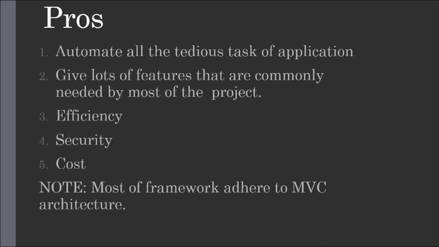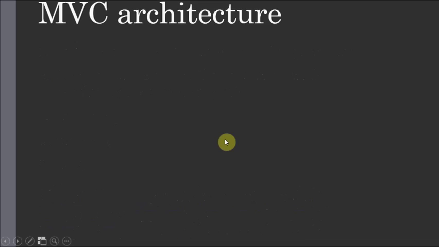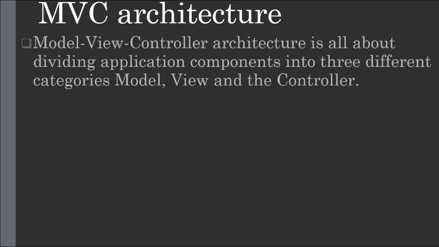Remember one thing: most frameworks adhere to the MVC architecture. So let us know what MVC architecture means. MVC stands for Model View Controller architecture. It is all about dividing application components into three different categories: model, view, and controller. I will explain all these components in detail in the next slide, but here remember one thing: MVC stands for model, view, and controller.